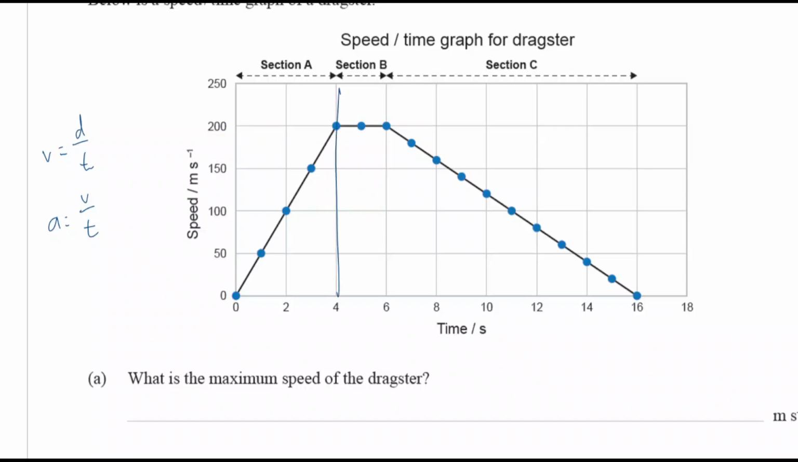Whereas in this first section, the speed is changing, right? It's increasing, and it's over a certain time. So we can work out its acceleration, change in speed over time. So question A, what is the maximum speed? Well, that will be the greatest value on the speed axis. In this case, that would actually be 200 meters per second. Right, so this dragster has a top speed of 200 meters per second, and that's between 4 and 6 seconds.